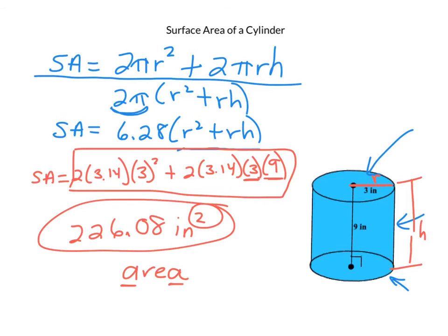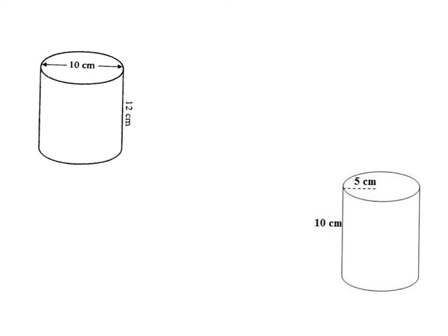All right, 2 more problems. This top one here, we have a cylinder. Let me just rewrite this. Surface area equals 2 pi r squared plus 2 pi rh. Okay, so what we need is the radius and the height for all of these problems.